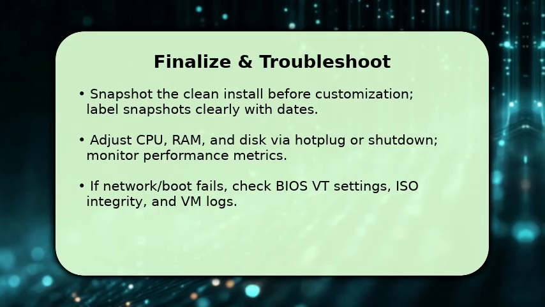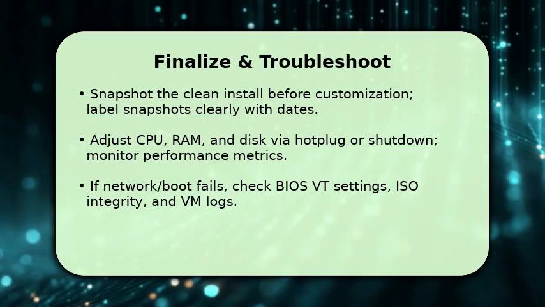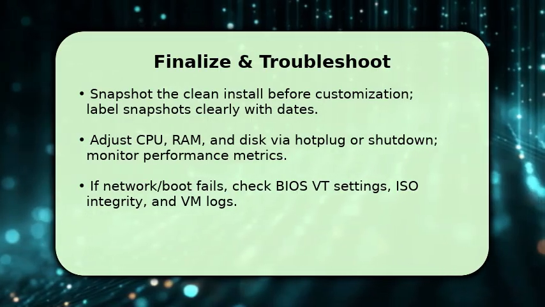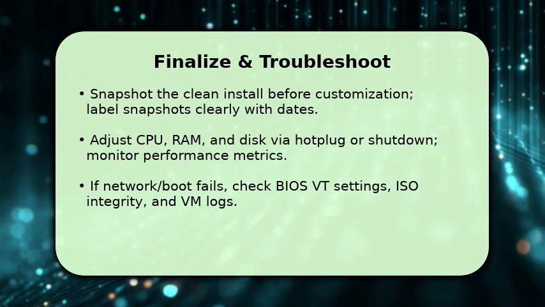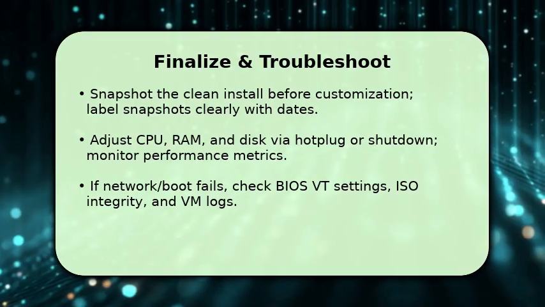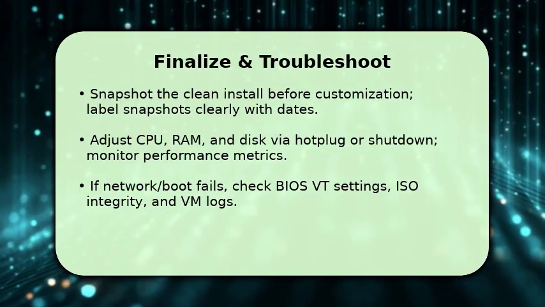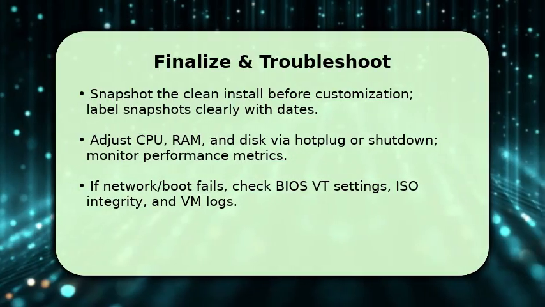Make incremental resource adjustments, CPU, RAM, disk, based on performance metrics, and use hotplug if supported so you avoid downtime. If something goes wrong, start troubleshooting by verifying VT-x/AMD-V is still enabled in BIOS, checking the ISO checksum for corruption, and reviewing the VM.